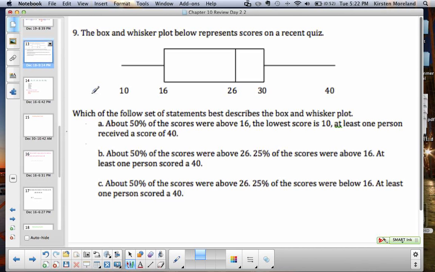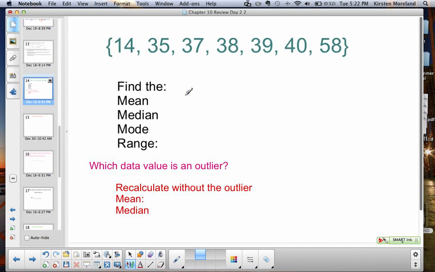Right? We already did one like this, so I'm going to skip that one and move on to this last one where we have to find the mean, median, mode, and range. I know you're all capable of doing this, so go ahead and pause the video and calculate that. The median looks like it is 38. I don't see any repeated values, so there's no mode. And the range, remember, is the max minus the min, which is 58 minus 14. And that gives me 44.